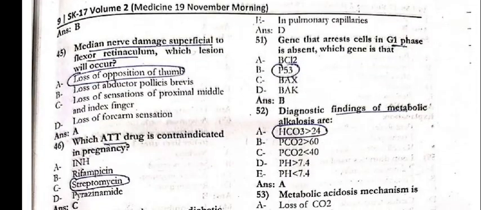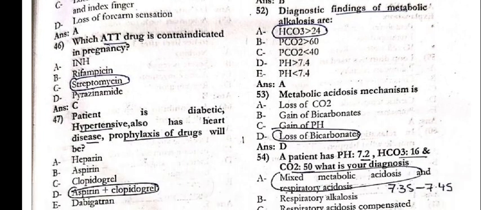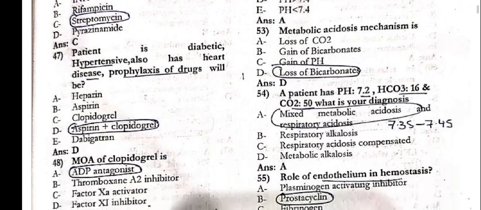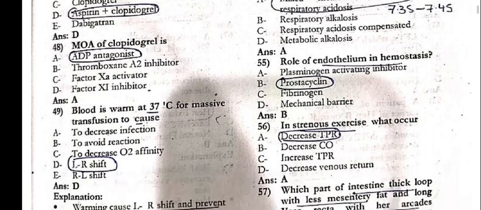Median nerve damage superficial to the flexor retinaculum leads to loss of the opposition of the thumb. Which ATT is contraindicated in pregnancy? That is streptomycin. The patient is diabetic, hypertensive, and has heart disease. Prophylaxis drugs will be aspirin and clopidogrel. Next, the mechanism of action of clopidogrel is ADP antagonist.